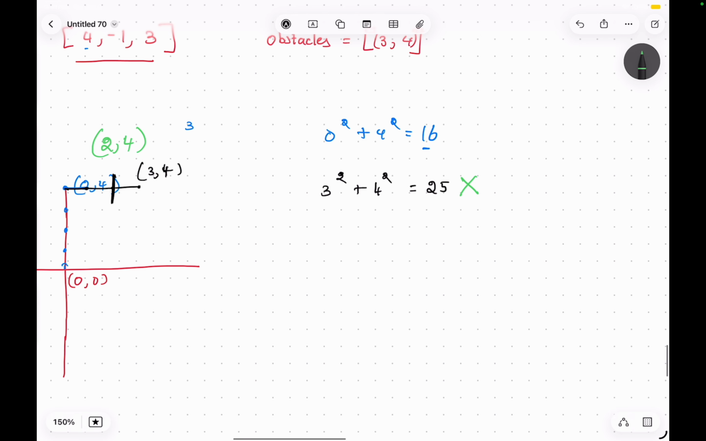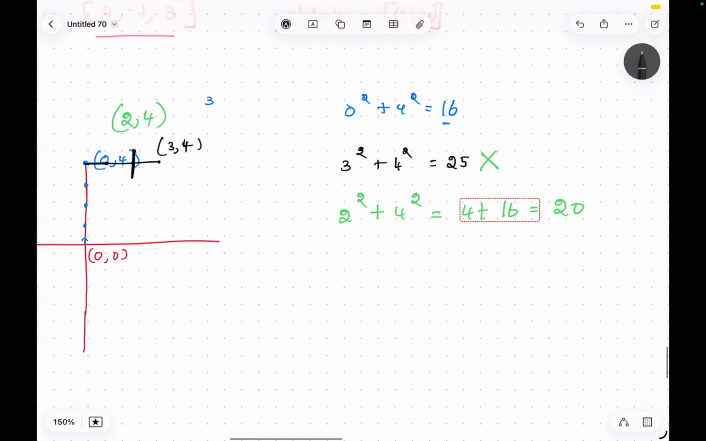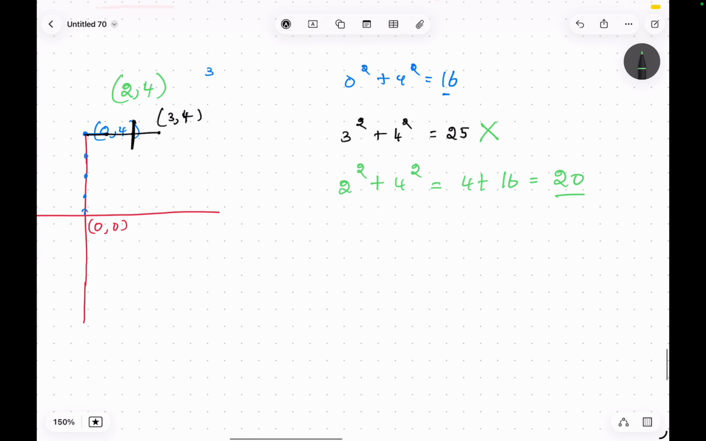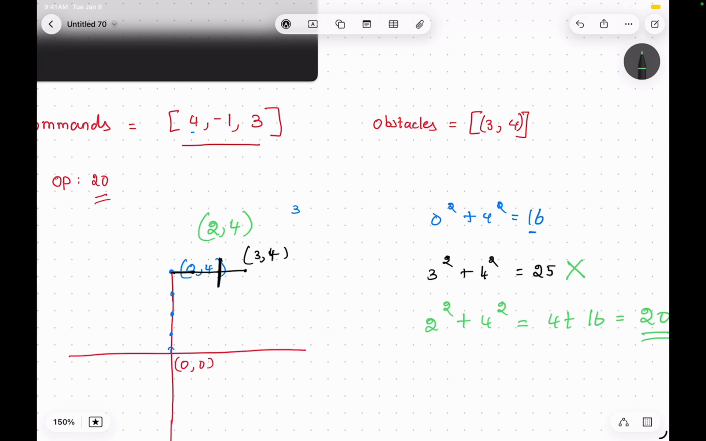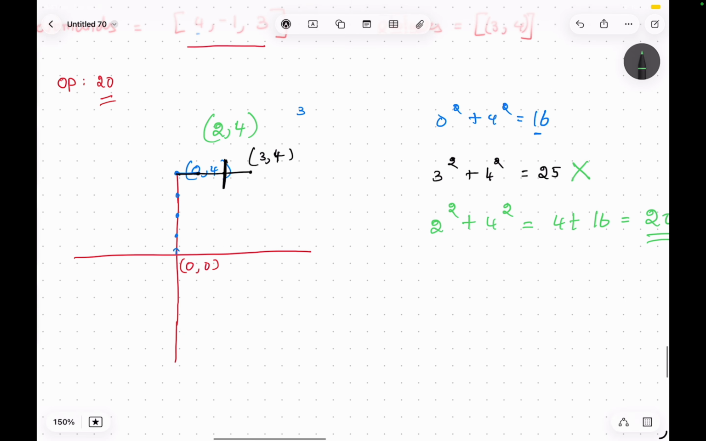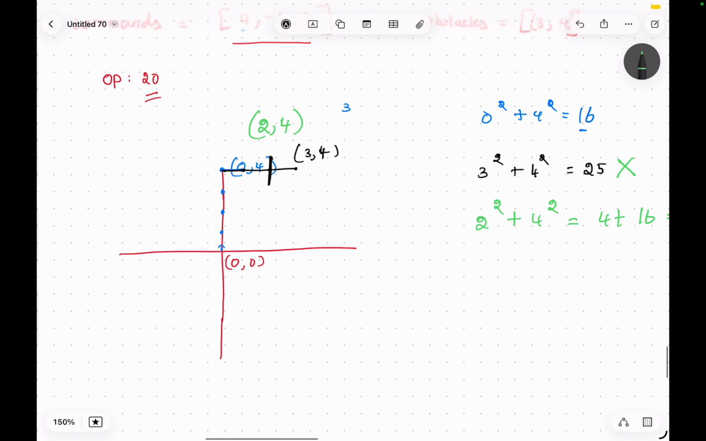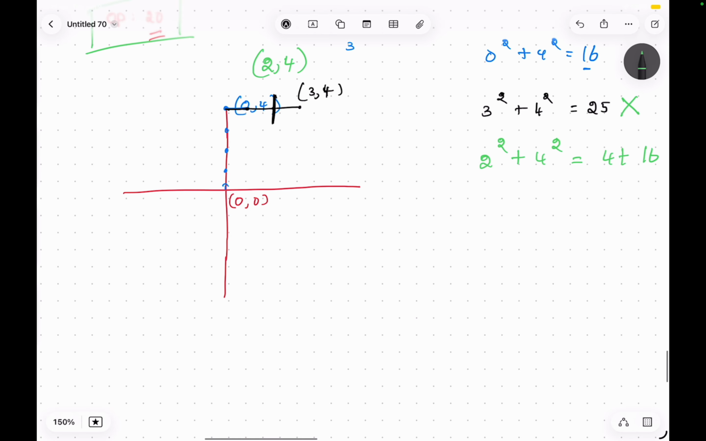Instead this would be 2 square plus 4 square, which is nothing but 4 plus 16, which implies 20. So you get 20 as the answer, and this is greater than 16, so you replace 16 with this, and now you are checking here there is no more commands, so this will be the final output, and now you return the final output as 20, which is exactly the output given in the example. So this is all about the problem.